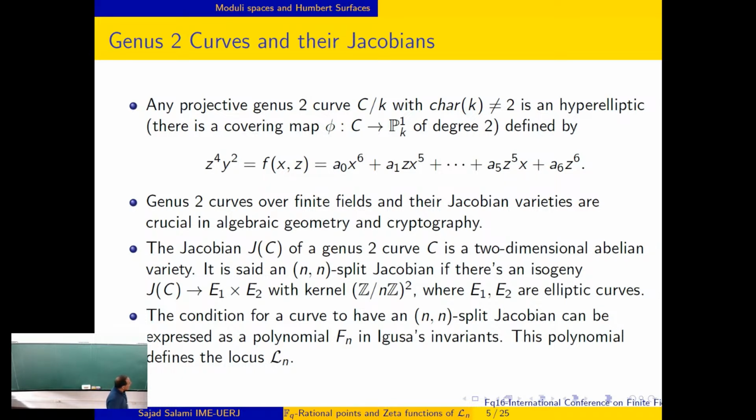By the Jacobian, we mean the smallest abelian variety in which you can embed your curve. So this is a two-dimensional abelian variety. We say that the curve has n-split Jacobian if there is an isogeny from the Jacobian to the product of two elliptic curves, with kernel Z over nZ squared. The existence of an isogeny of degree n leads to certain polynomials. You can describe that condition with a certain polynomial using the Igusa invariants associated to the curve. This polynomial defines a certain subset of the moduli space of genus 2 curves.